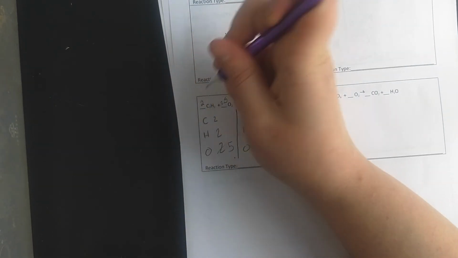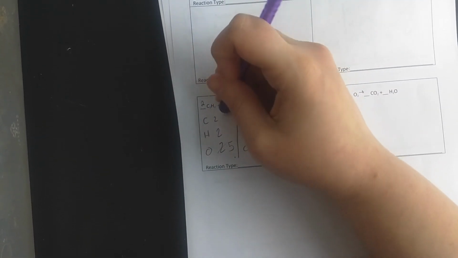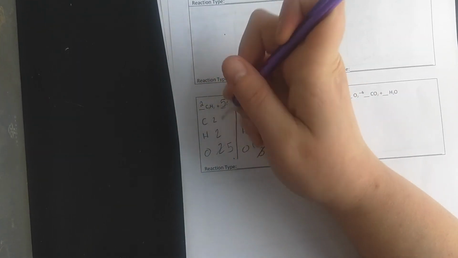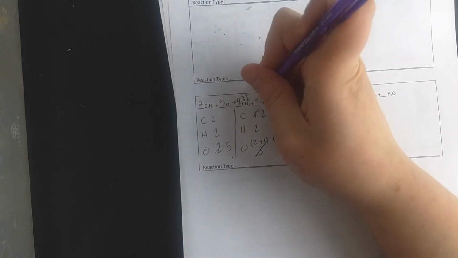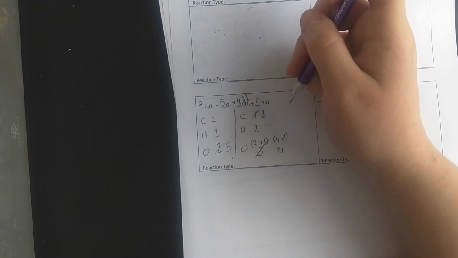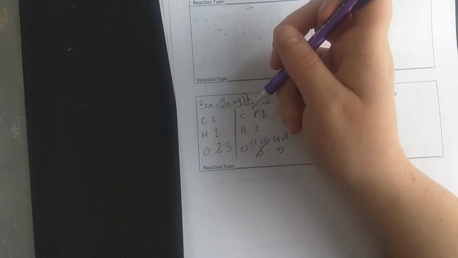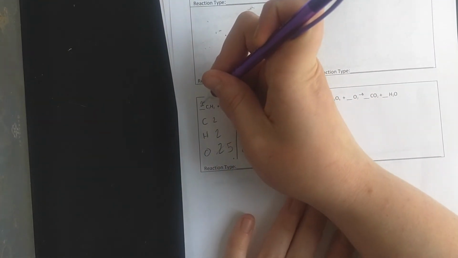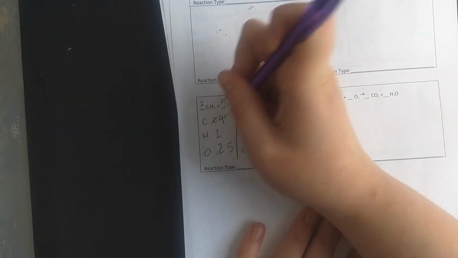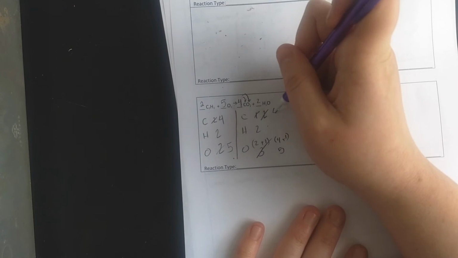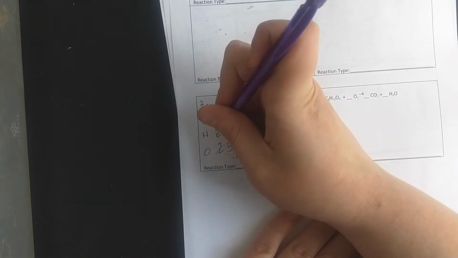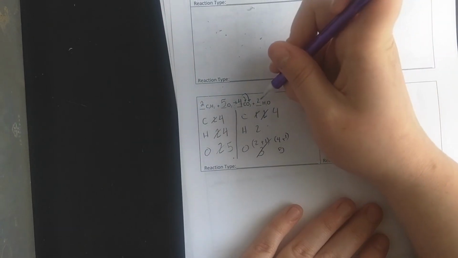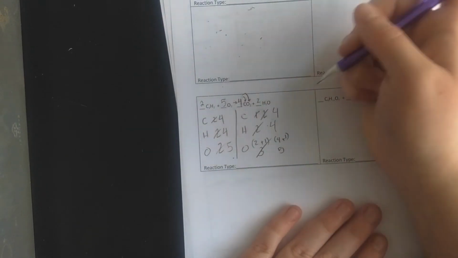So I'm going to change this to 2. I'm going to change this to 5. I'm going to change this to 4. And I'm going to change this to 2. So I just multiplied everything by 2. So now let's go back and double check our numbers. So here I have 2 times 2 is 4. Here I have 4 times 1 is 4. So my carbons match. Here I have 2 times 2 is 4 hydrogens. Here I have 2 times 2 is 4 hydrogens.